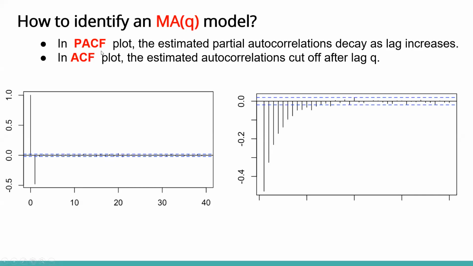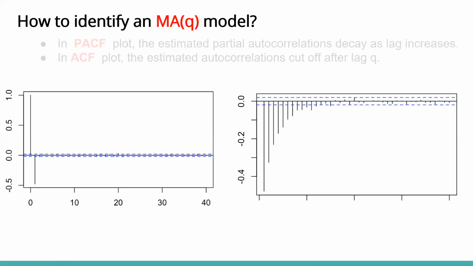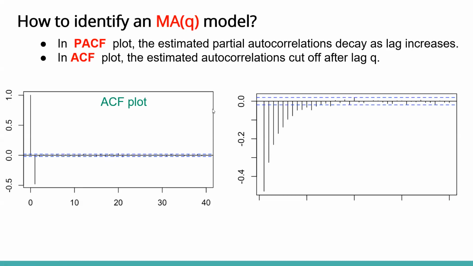Now, if you look at the PACF, the plot of the estimated partial autocorrelation decays as lag increases. And what decays as lag increases in AR? It is the ACF. But for the MA model, it is the PACF that decays. It is the PACF that shows decay when lag increases. Can you see that now?